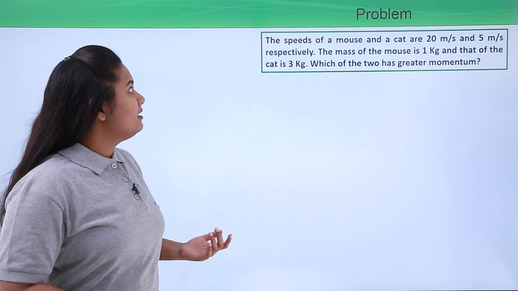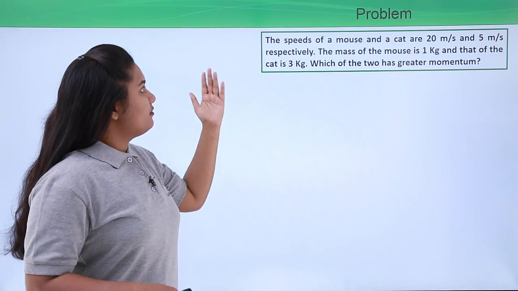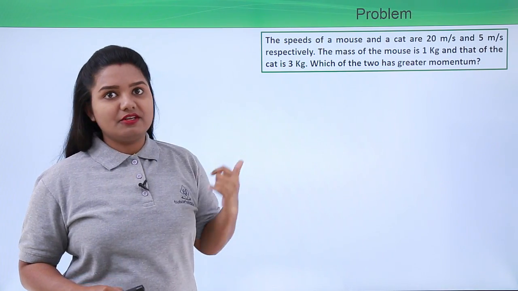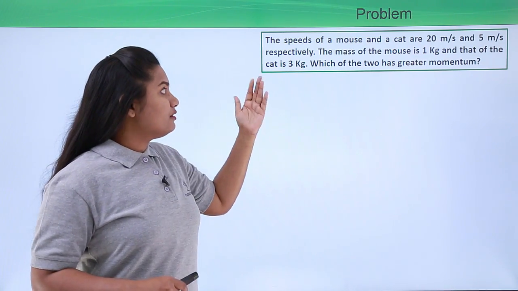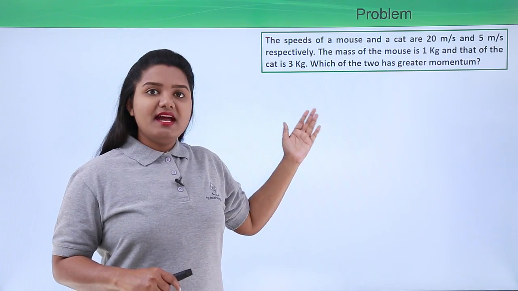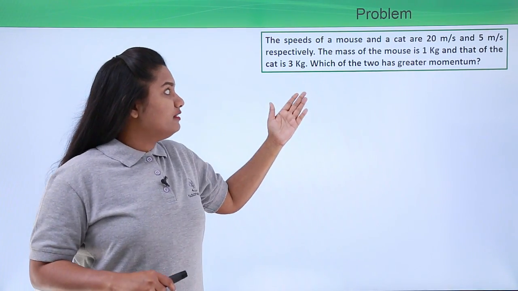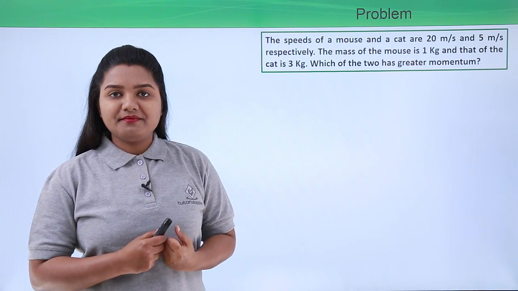So here is the problem, which reads: the speeds of a mouse and a cat are 20 meters per second and 5 meters per second respectively. The mass of the mouse is 1 kg and that of the cat is 3 kg. Which of the two has a greater momentum?